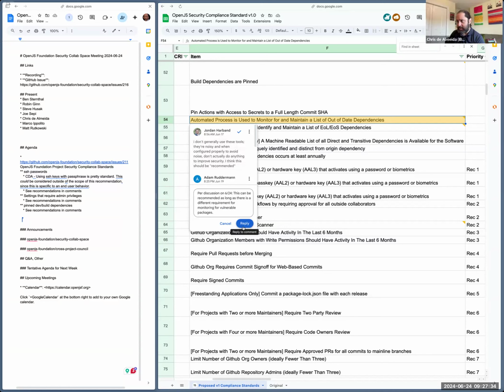Do we have a separate item for that? I feel like we have to, right? There's got to be something that detects. Yeah, automated process to identify dependencies with publicly disclosed vulnerabilities. Okay, we have it captured somewhere else, so yeah, I'm fine with this being recommended, not required. I think that's perfectly fair.